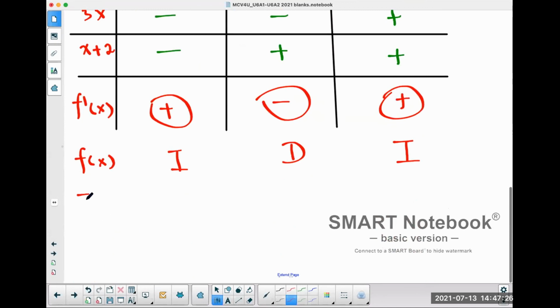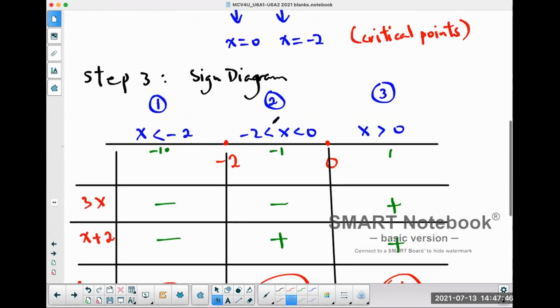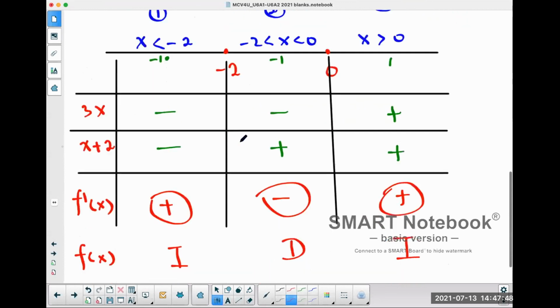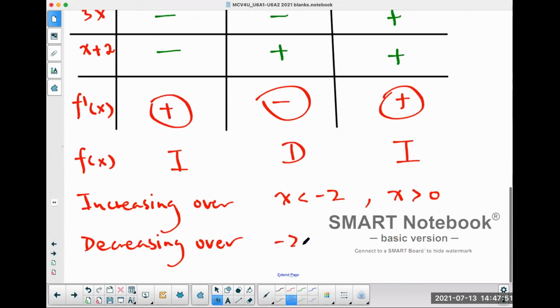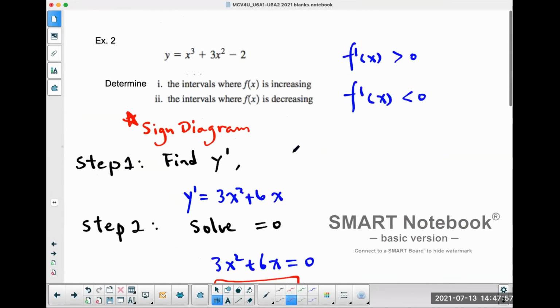So increasing over x less than -2, x greater than 0. Decreasing over which interval? Well, decreasing is the one in the middle, region number 2, which is between -2 and 0. So over -2 and 0. Okay, that's it. So let me go back up 3 steps.